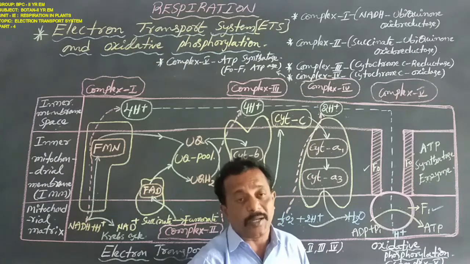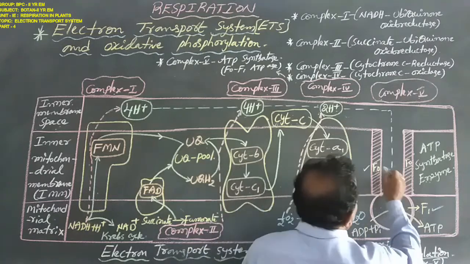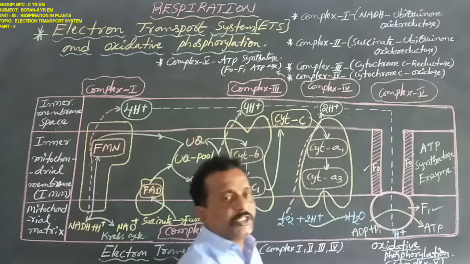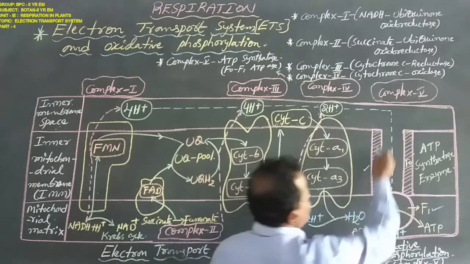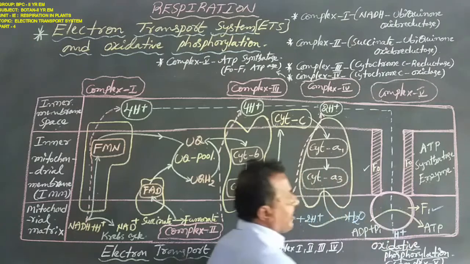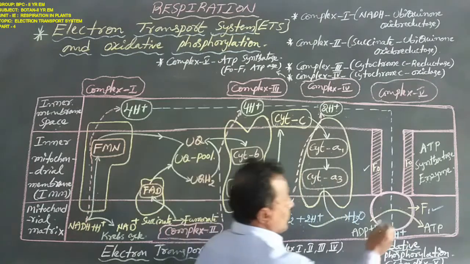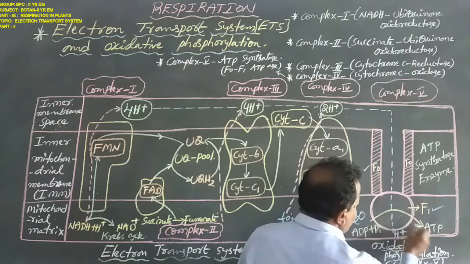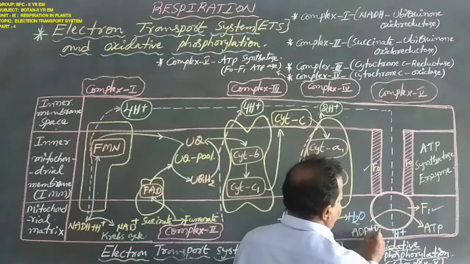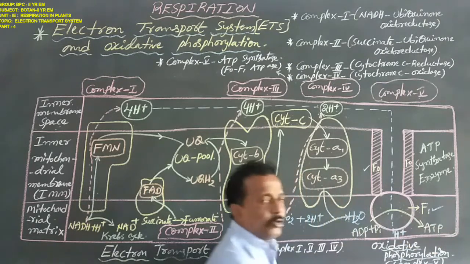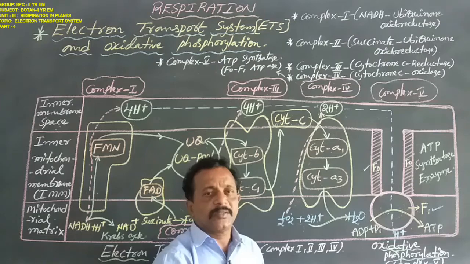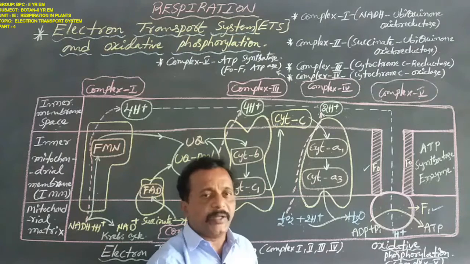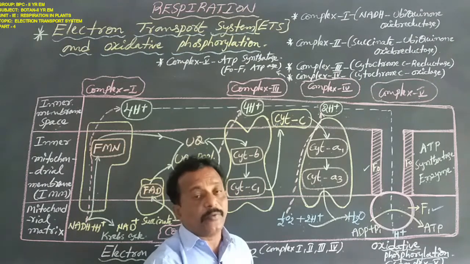So the protons always move from the higher concentration region to the lower concentration region with the help of F0, that is, the proton channel. Each time the proton channel carries 3 protons. These 3 protons reach the head piece. At this time, the head piece of ATP synthase becomes active and releases some energy, and ADP plus Pi form ATP. Each time, 3 protons form 1 ATP molecule.